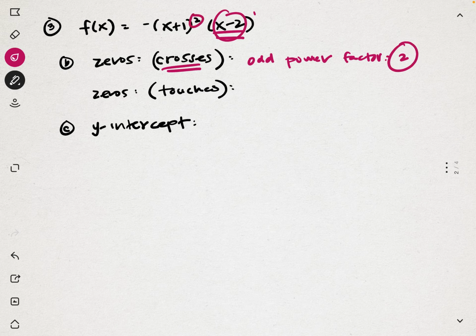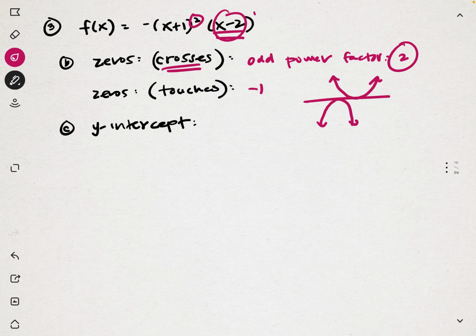Now anytime we have an even exponent, it's going to touch. So it's going to touch at -1, which means that if this is our x-axis, it's going to come to the x-axis and bounce off. It's not going to go through the x-axis.